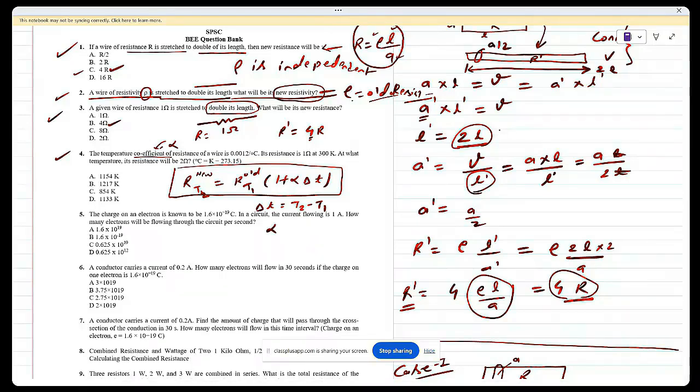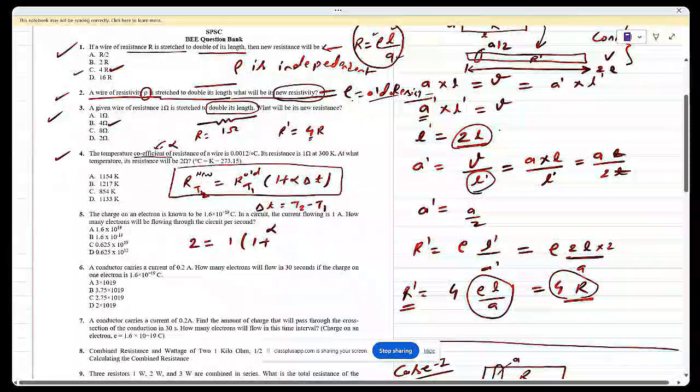It is given that the temperature coefficient of resistance of a wire is 0.0012 per degree centigrade. Its resistance is 1 ohm at 300 Kelvin. At what temperature will its resistance be 2 ohm? Means the new resistance is given. What is the value of new resistance? 2. What was the value of old resistance? 1. 1 plus, what is the value of alpha? Alpha is equal to 0.0012. And what is the value of temperature?